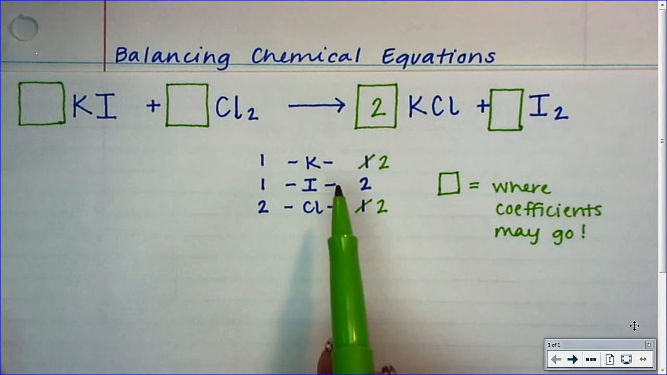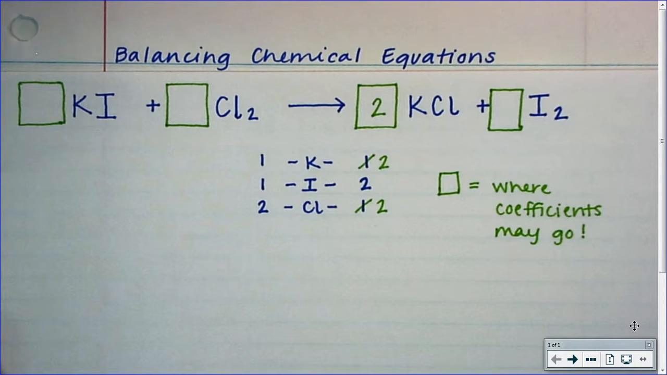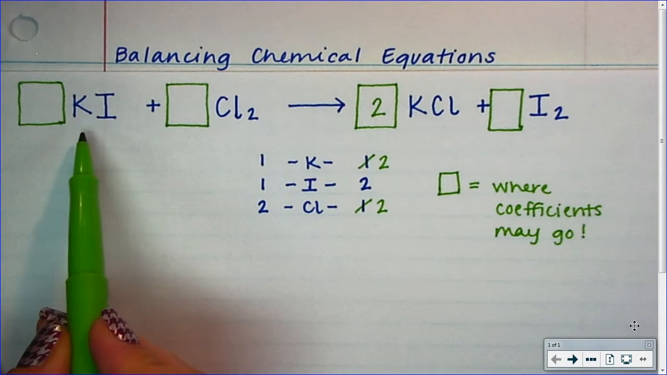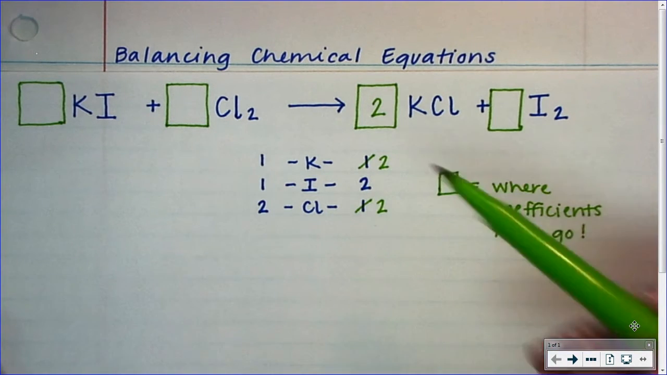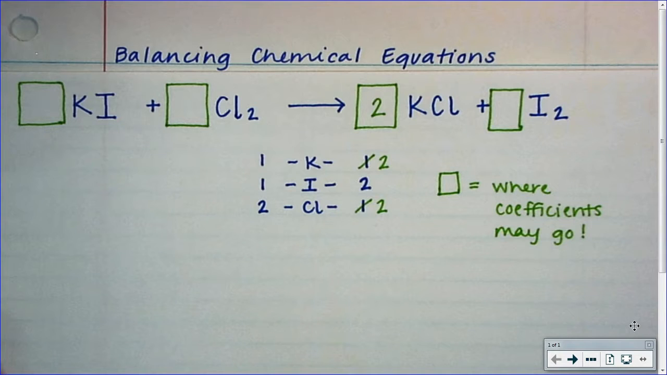To balance the K and the I, we actually need to bounce back to the reactant side, kind of like ping pong, and see what we can do here. Now on the reactant side, we do have K and I together, and they both need to be a 2 based off the numbers that we have here. So let's go ahead and put a 2 in front of the KI on the reactant side.